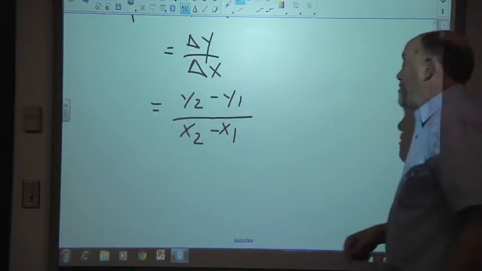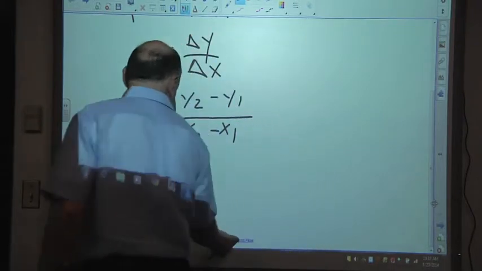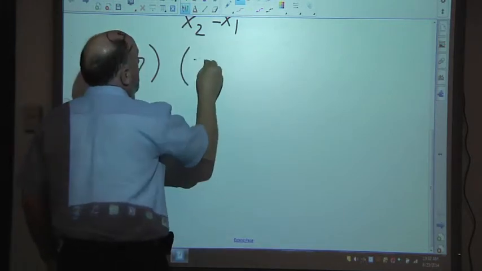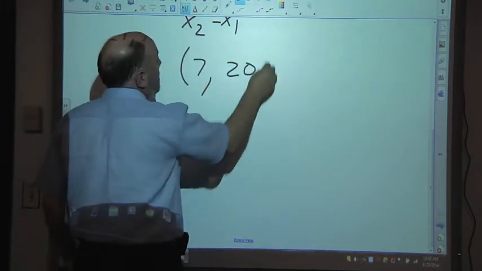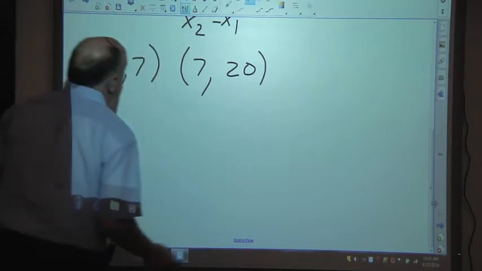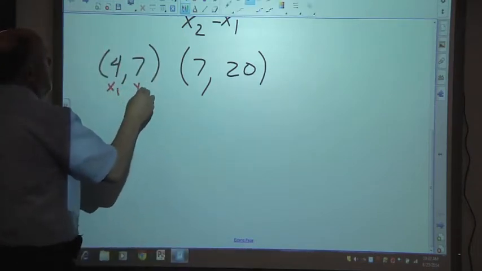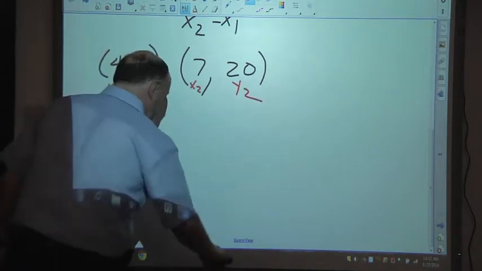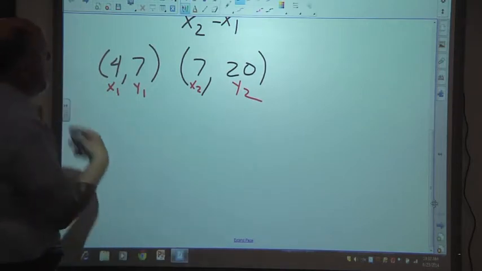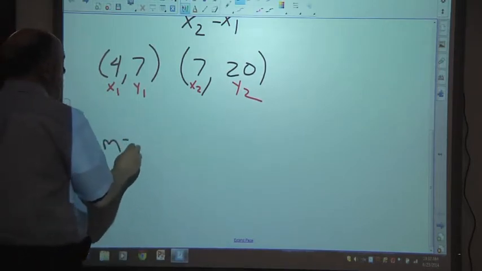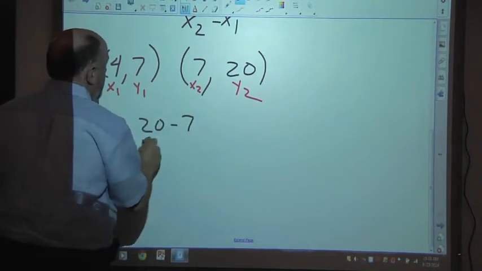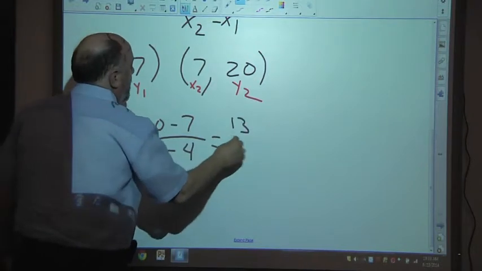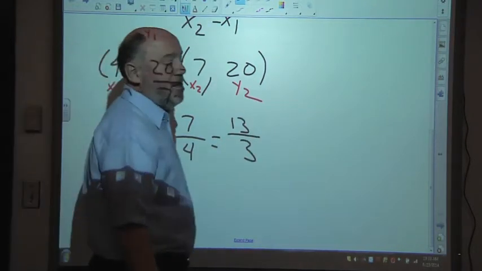For example, if you are given 2 points, determine the slope. If I have the points (4, 7) and (7, 20), and I want to know the slope, we call this x1, y1 and this x2, y2, and then we can plug those numbers into that equation. My slope will be 20 minus 7 over 7 minus 4, and that comes out to 13 over 3. That would be my slope.